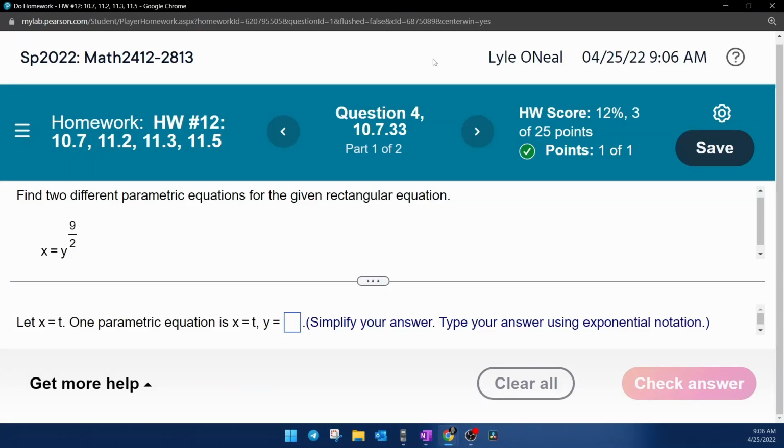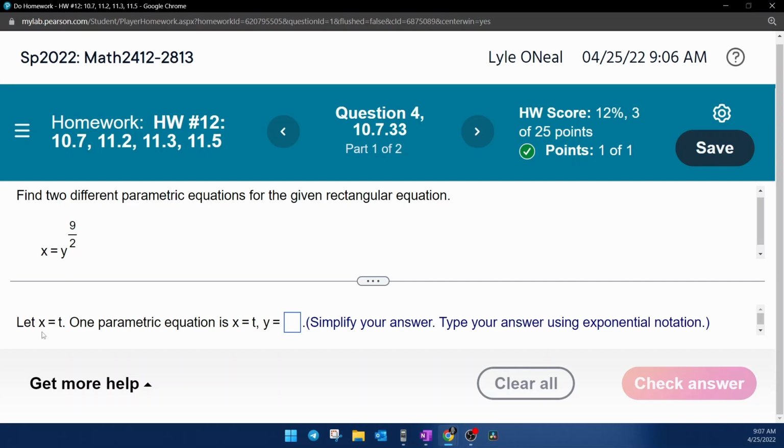All right, here we go. Question number 4 from our precalculus homework number 12 in MyLab Math. Find two different parametric equations for the given rectangular equation. They have given me x equals y raised to the power of 9/2.